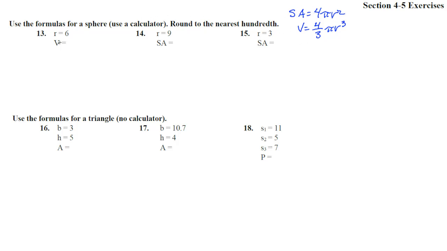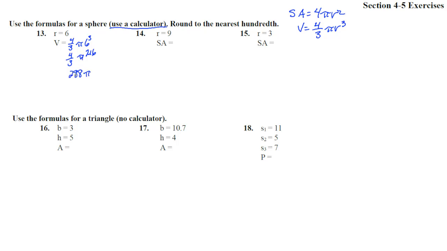And so number 13, looks like we're going to use the volume formula. So it's going to be 4/3 pi times this r to the third power. And look, we get to use a calculator. Well, let's do as much as we can here. We got 6 times 6 is 36, times 6 again. Punch that in on the calculator, it's 216. Now, if we take 216 and times it by 4/3, so times it by 4 divided by 3, we get 288.